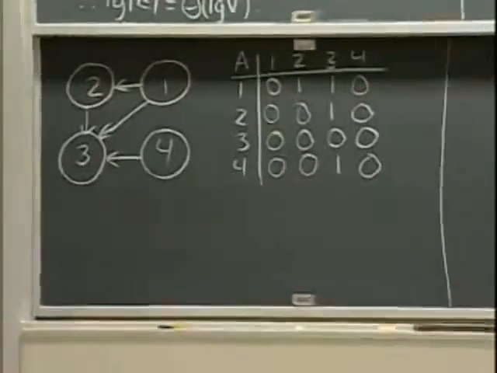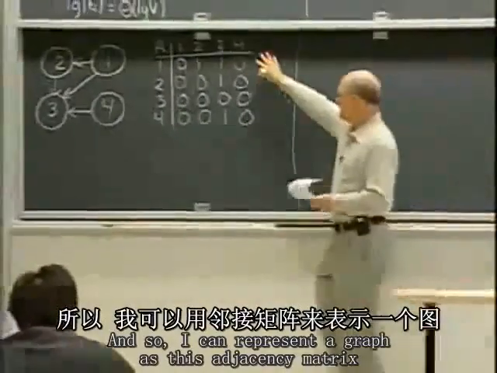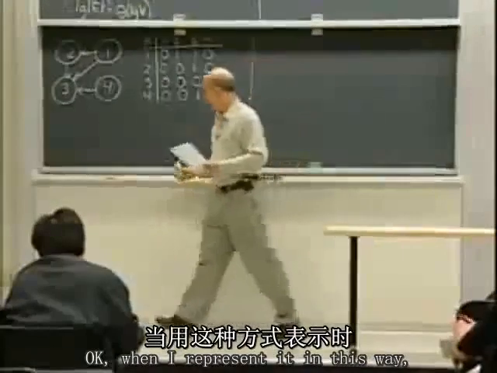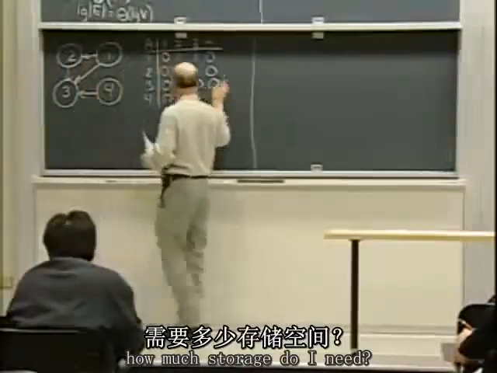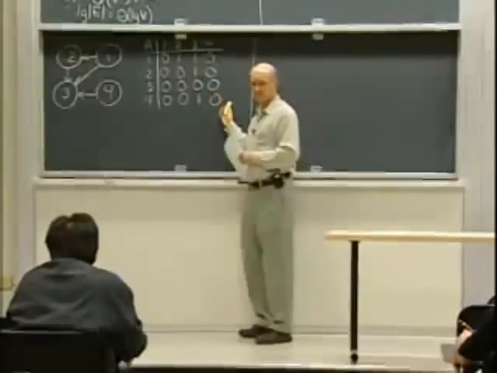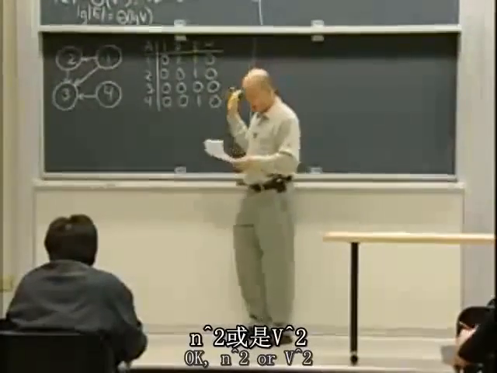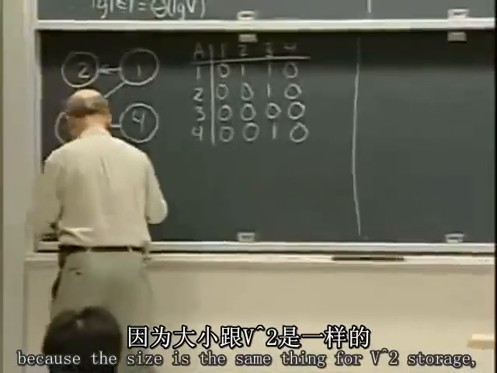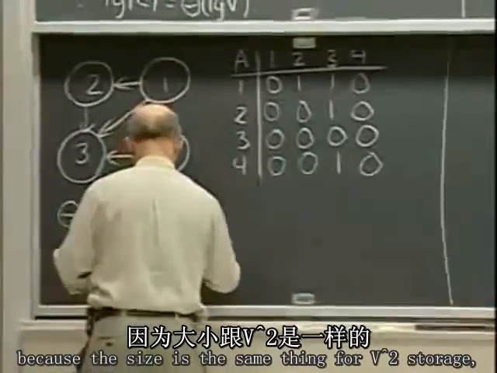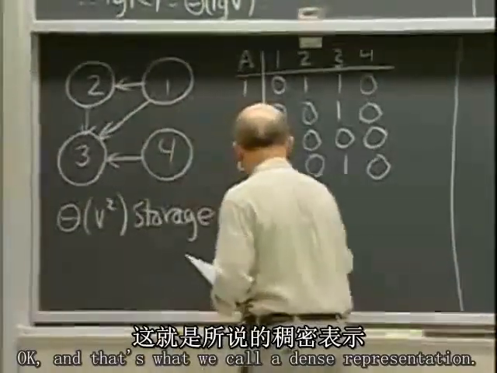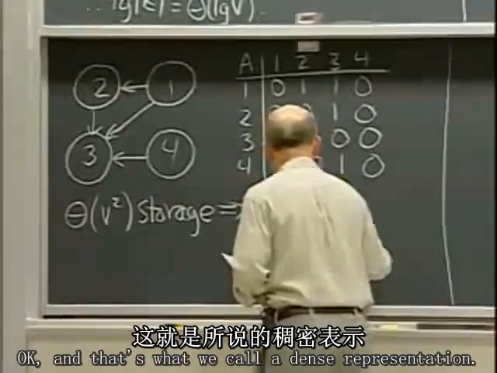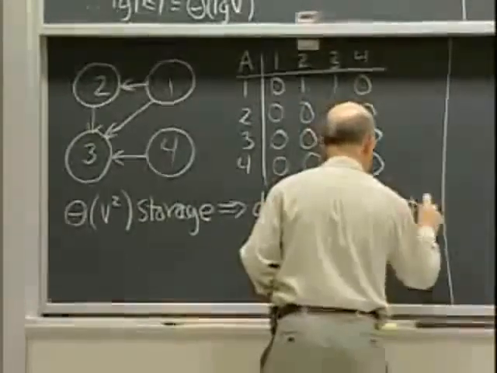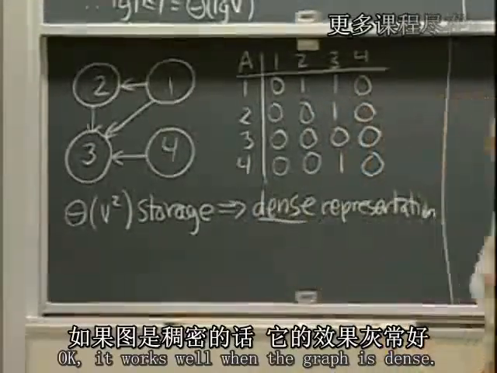Okay? And so I can represent a graph as this adjacency matrix. When I represent it in this way, how much storage do I need? Okay, n squared or V squared, because the size is the same thing, for V squared storage. And that's what we call a dense representation. It works well when the graph is dense.